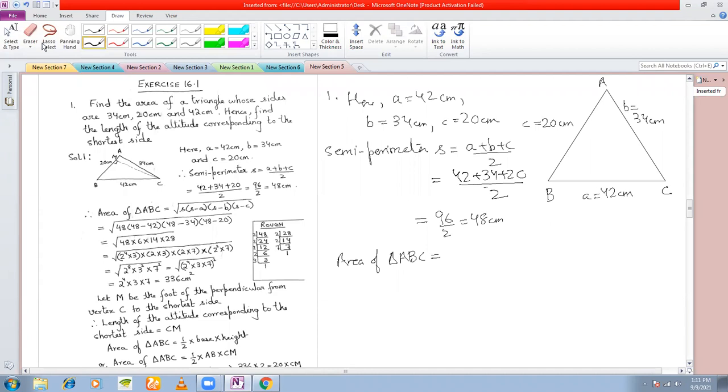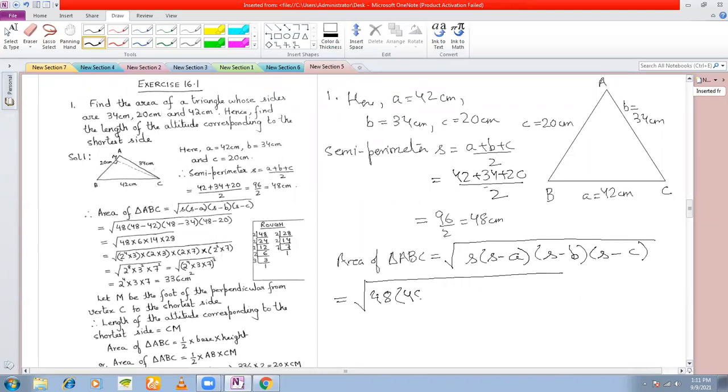Now this is okay. So area of triangle ABC is root of s into s minus a into s minus b into s minus c. Put the values. s you have found out to be 48, into 48 minus 42, into 48 minus 34, into 48 minus 20.